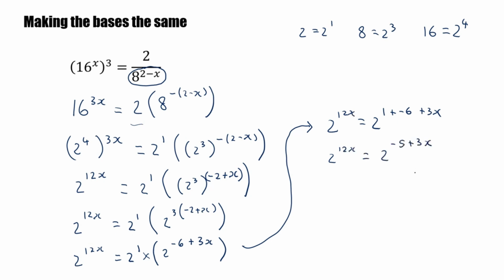And oh my goodness, finally, we've got to the point where we've got the same base, just one base, one thing on each side. So therefore, we can now finally equate the powers and then solve that equation as it is. So doing that, you'll end up with 9x equals minus 5. And that means we'll get the final answer of x equals minus 5/9.